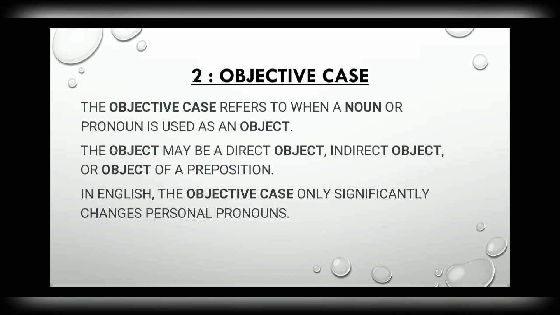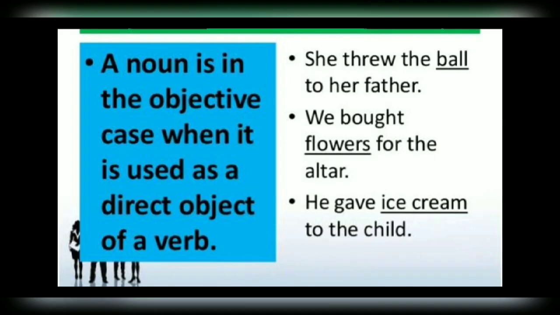Next is objective case. Write the definition of objective case. When a noun or pronoun is used as the object of a verb, it is said to be in the objective case. The objective case refers to when a noun or pronoun is used as an object. The object may be a direct object, indirect object, or object of a preposition.